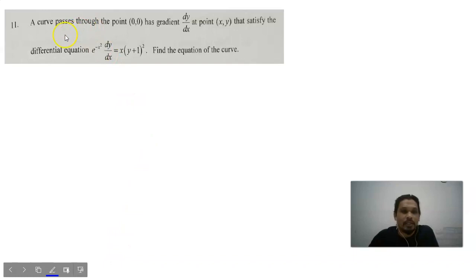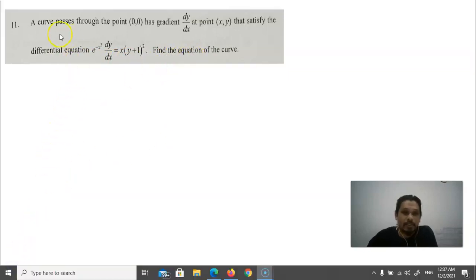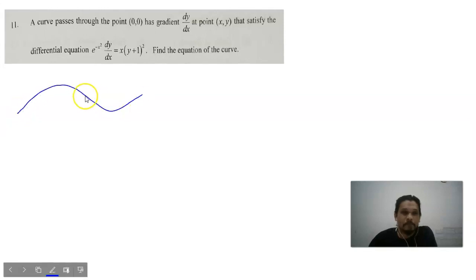The first question: a curve passing through the point 0, 0 has a gradient of dy/dx at the point x, y that satisfies the differential equation of this. Find the equation of the curve. Okay, so overall of these questions, meaning that let's say there's a curve passing through the point, this is what we call the coordinate of 0 and 0, has a gradient of dy/dx.